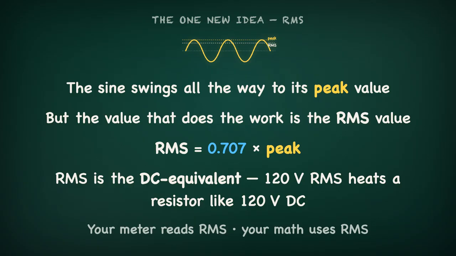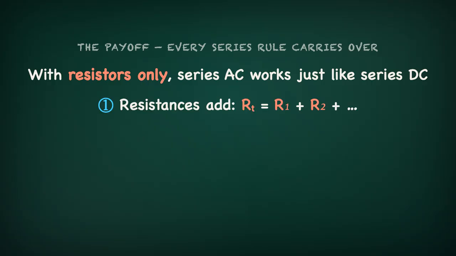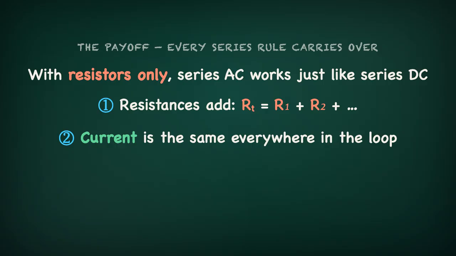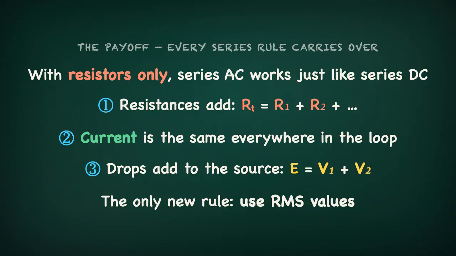So here's the payoff. With resistors only, a series AC circuit behaves just like a series DC circuit. The resistances still add up. R total equals R1 plus R2, and so on. The current is still the same everywhere in the loop, and the voltage drops still add up to the source. E equals V1 plus V2. The only new rule: use RMS values for everything. That's it. Let's do one.